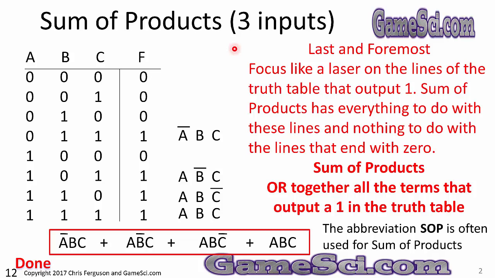Last and foremost, focus like a laser on the lines of the truth table that output 1. Sum of products has everything to do with these lines and nothing to do with the lines that end in 0. Sum of products says OR together all the terms that output a 1 in the truth table. The abbreviation SOP is often used for sum of products.